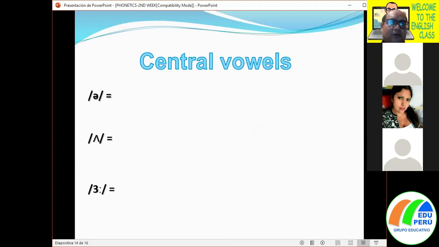Oh, the most common vowel, the schwa, and... Remember, what is the difference between the first two? Let's see it. Center, mid open, middle, short, lax.